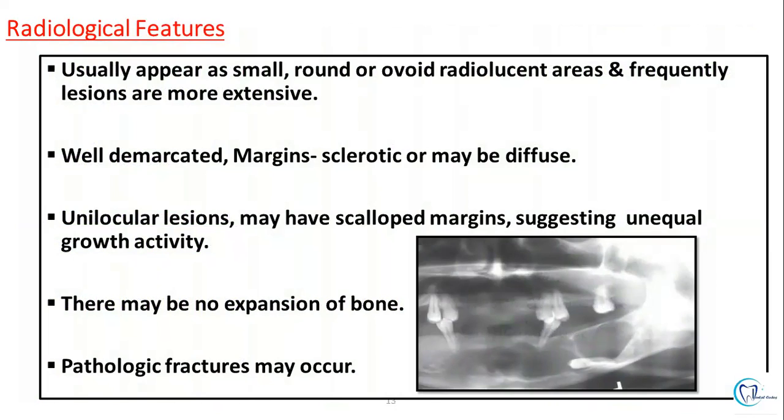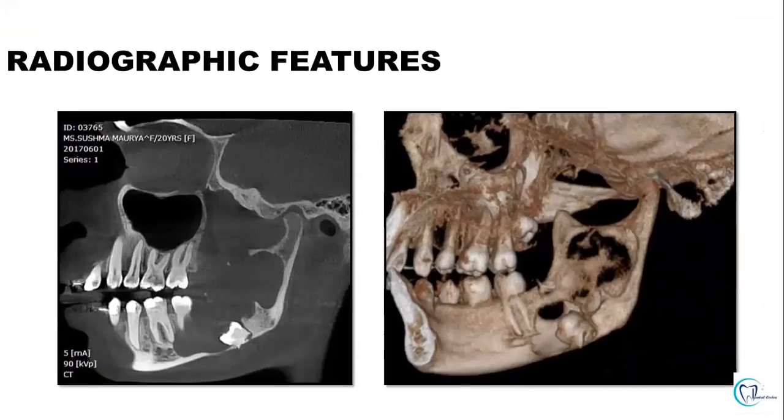but sometimes it can be large, well demarcated radiolucency, which can be unilocular with scalloped borders, or it can be multilocular radiolucency with sclerotic borders. And this scalloping denotes the unequal growth pattern in cases of OKCs. Also, there can be pathological fractures. We can appreciate in this radiograph that there is scalloping as well as multilocular expansion, and also there is destruction of the mandible involving the body and the ramus.